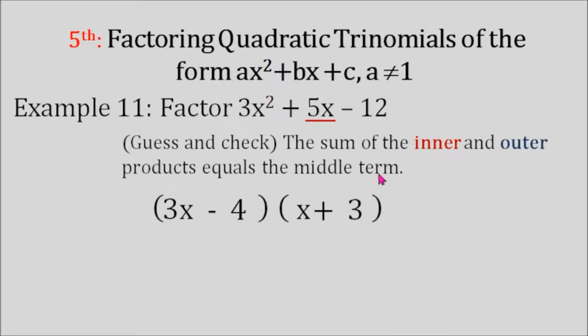Now let's check. Negative 4 times x, that's the inner product, that's negative 4x. Then 3x times 3, that's 9x, that's the outer product. Then we add negative 4x plus 9x, it's 5x. So this means the quantity 3x minus 4 times the quantity x plus 3 are the correct factors.